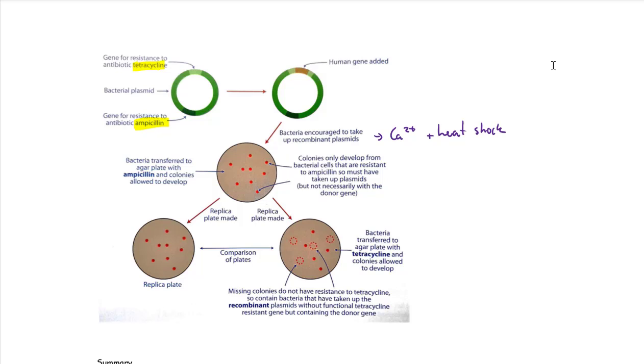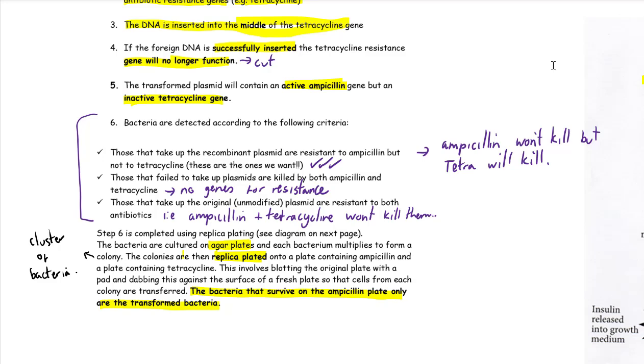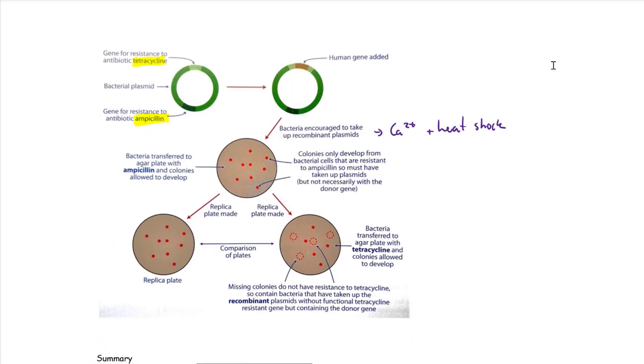Now, by making this agar plate ampicillin, it basically means that any bacteria which contain a plasmid will be able to survive. So, this means here that colonies only develop from bacterial cells that are resistant to ampicillin, so they must have taken up the plasmids. So any of these ones which don't have a plasmid will be killed straight away. So we know that for definite, any of these little splotches here, they're little bacterial colonies. We know that they will definitely contain a plasmid. But we still don't know, is the plasmid this one, the original one, or this one, the transformed one?